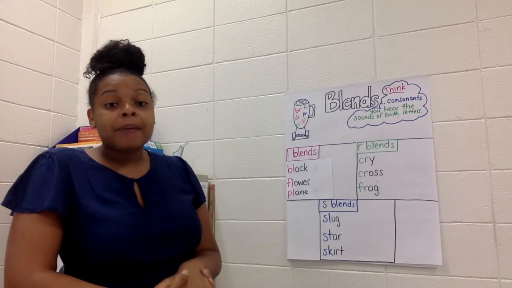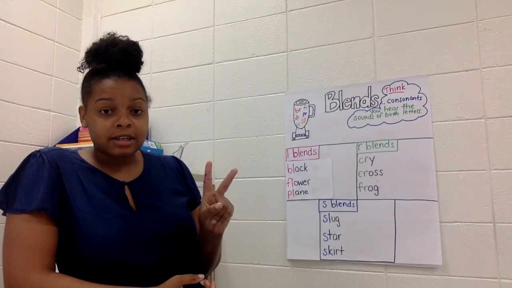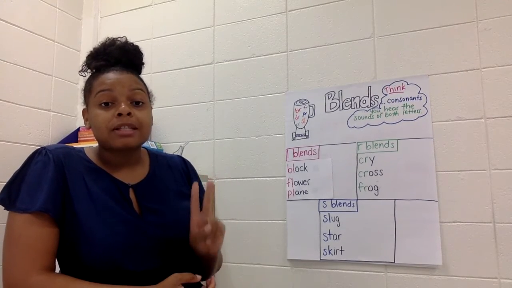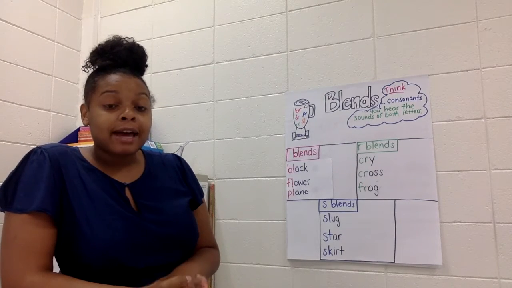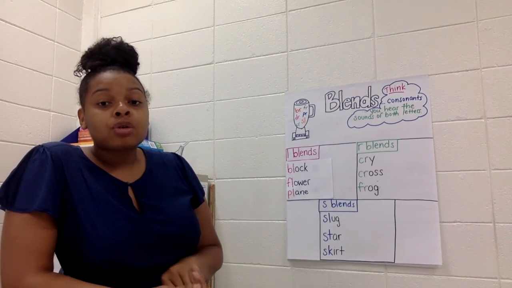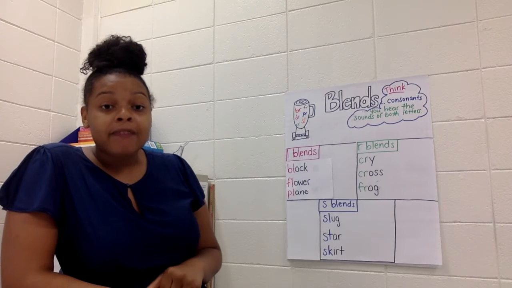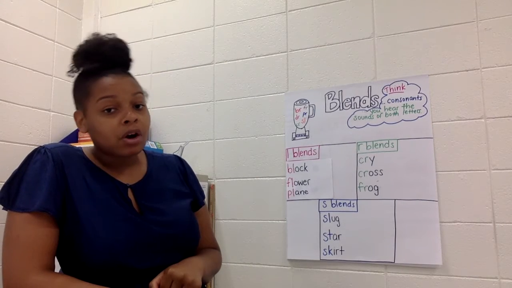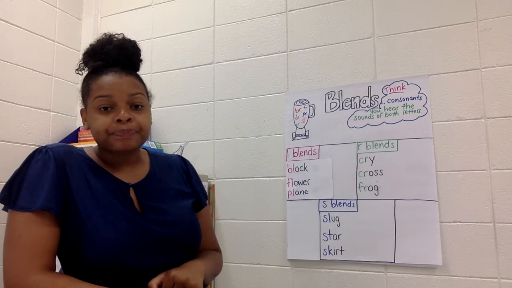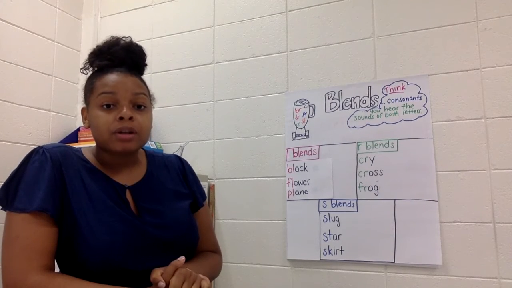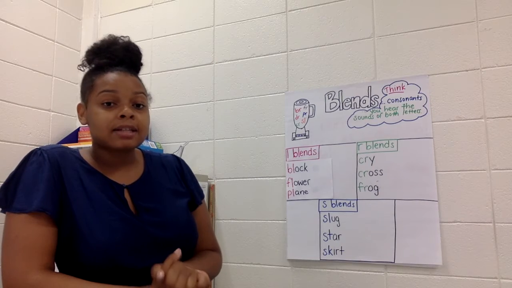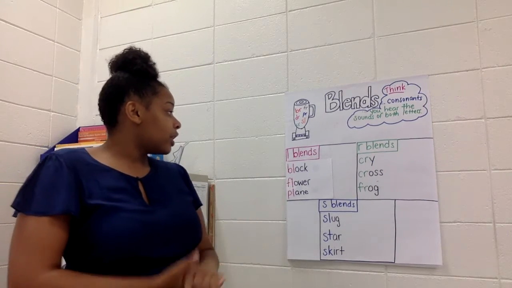So again, a blend has two consonants where you can hear both sounds. We're going to talk about L blends, R blends, and S blends this week. So those are blends that have the L letter, R letter, or S letter. And more importantly, the L sound, the R sound, and the S sound. So let's look over at our anchor chart.